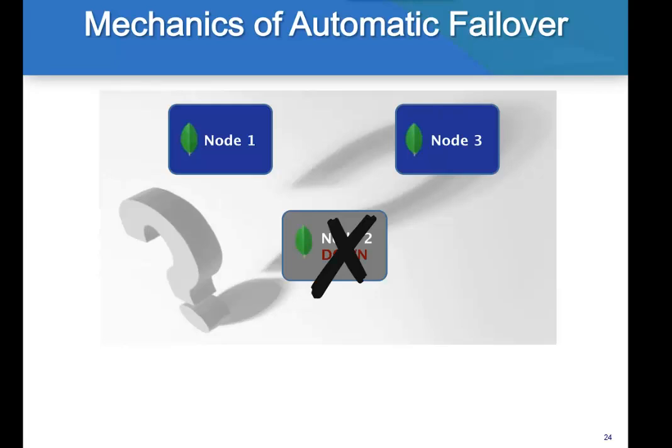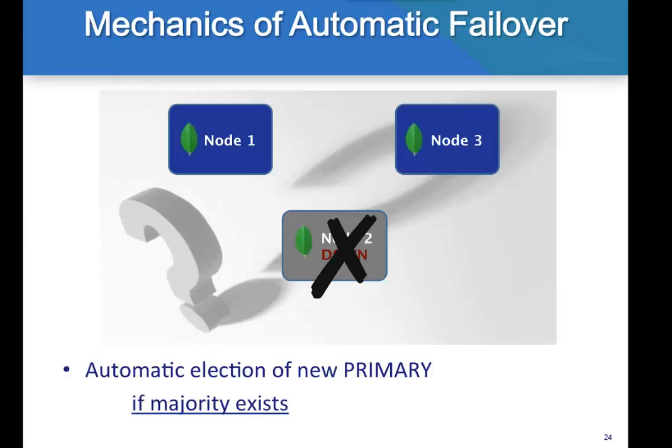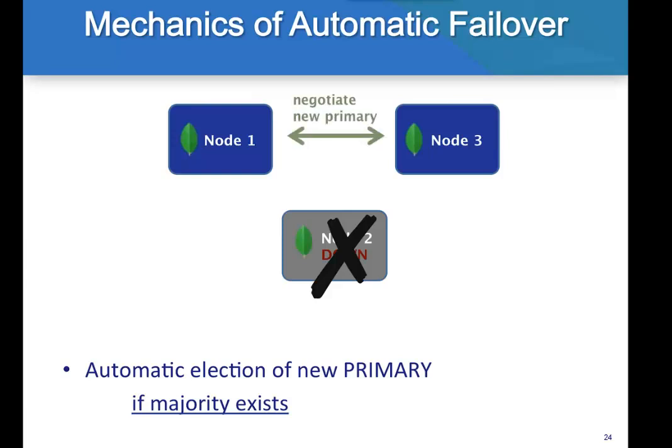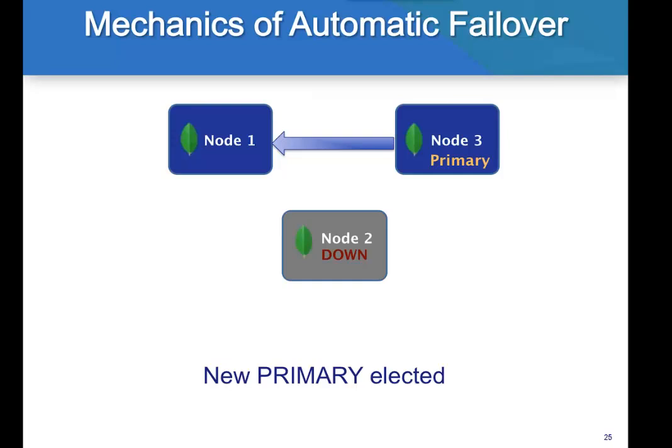What happens in this circumstance is that there is an automatic election of a new primary if there is a majority. And we'll talk about that majority a lot in just a bit. So again, the 2 remaining nodes in the replica set will negotiate which one is the new primary. A new primary will be elected, and the remaining secondary will replicate from it, and the replica set will continue to function in its normal manner.